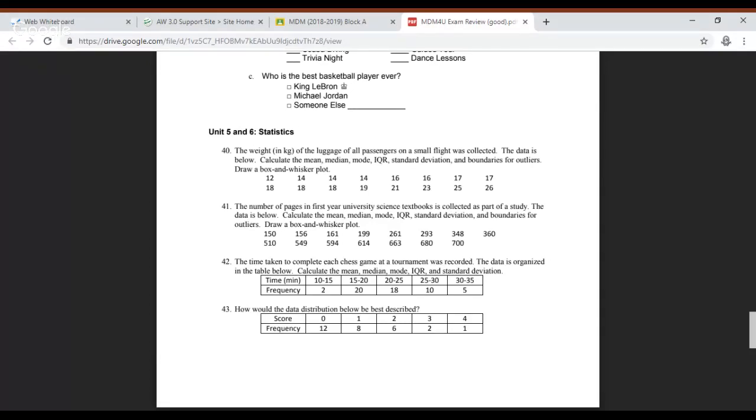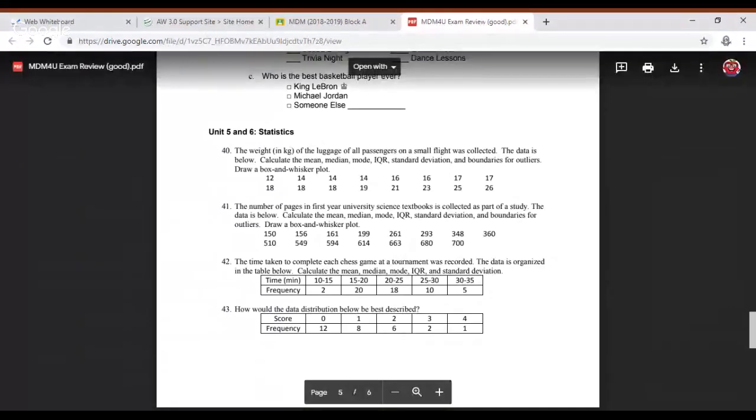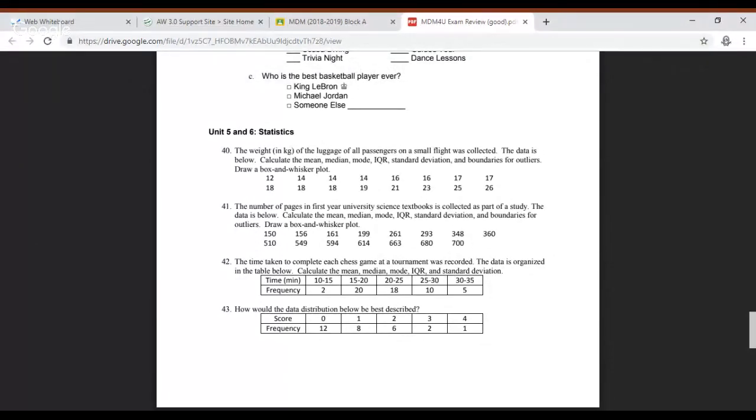I guess let's do the stats one, because it's good to review the outlier stuff and all that. So question 41 gives us a bunch of numbers. In fact, it gives us 15 numbers. I'm not going to go through mean and standard deviation because that's just done in your calculator, and everyone has different calculators. But let's look at median and IQR.